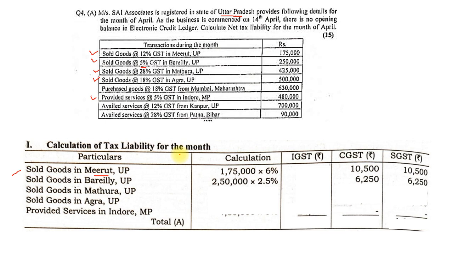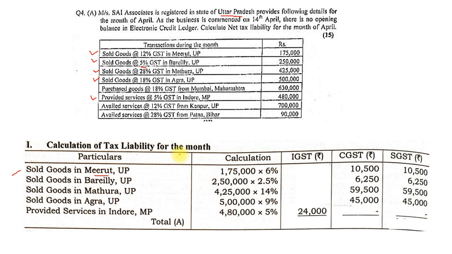Next is Mathura, sold goods to Mathura. Mathura is again part of UP. 28%, so it becomes 14%. 4,25,000 into 14% gets split: 59,500 will go in CGST, 59,500 will go in SGST. Agra, UP, again in the same state, 5 lakh at 18%, so we'll take 9% each. So 9%, 45,000 goes in CGST, 45,000 goes in SGST. Last is Indore, MP. Now they are from different states. So if different state, we take the entire rate, the entire 5% GST will go in IGST. So 4,80,000 at 5% is 24,000, completely in the IGST column.